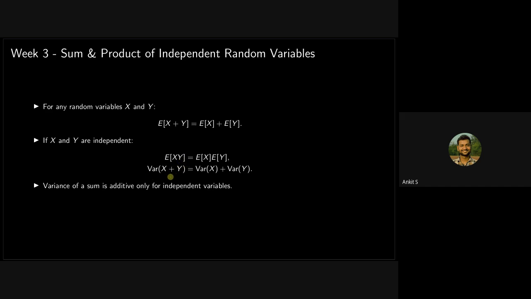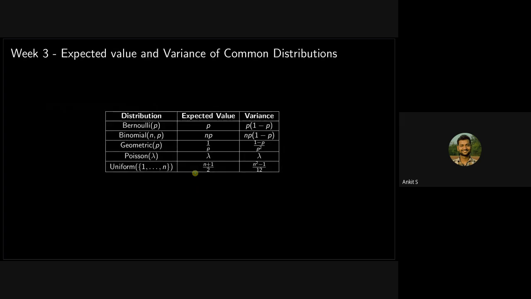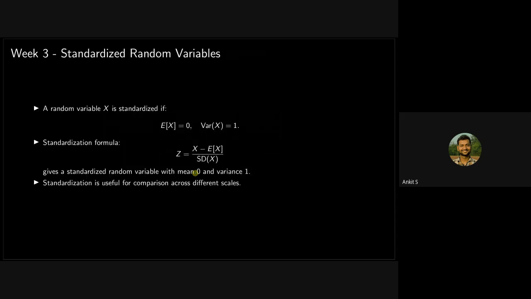Variance of x plus y is equal to variance of x plus variance of y. This will hold only if they are independent. Remember these things; they are very important. Here I have listed a few expected values and variances that you can see later. Then this concept is very important: what is a standardized random variable? It is something that has a mean of 0, expected value 0, and variance of 1. You can do some scaling and you will get to a standardized random variable.